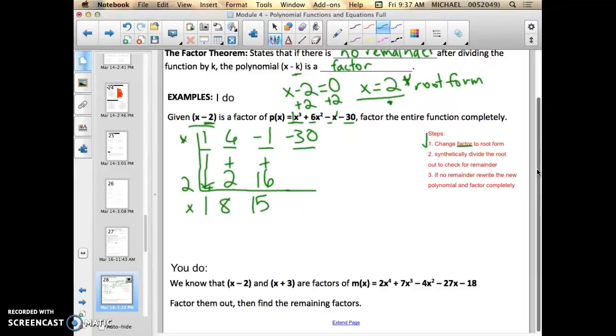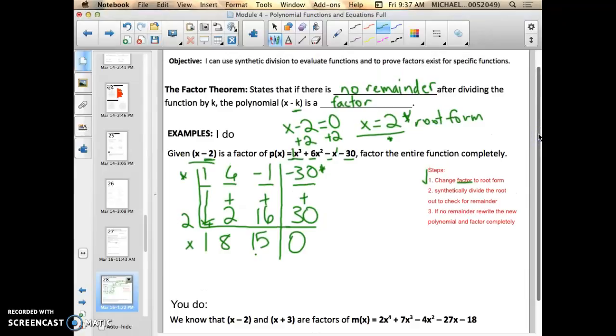And finally, 2 times 15 is 30. Because it lines up directly underneath my last number in the synthetic division box, I draw my remainder box. After I do this math, negative 30 plus 30, I get a remainder of 0. And because I get a remainder of 0, according to the factor theorem, if there is no remainder after dividing out the function by k, which we found was 2, then I know that it is indeed a factor.